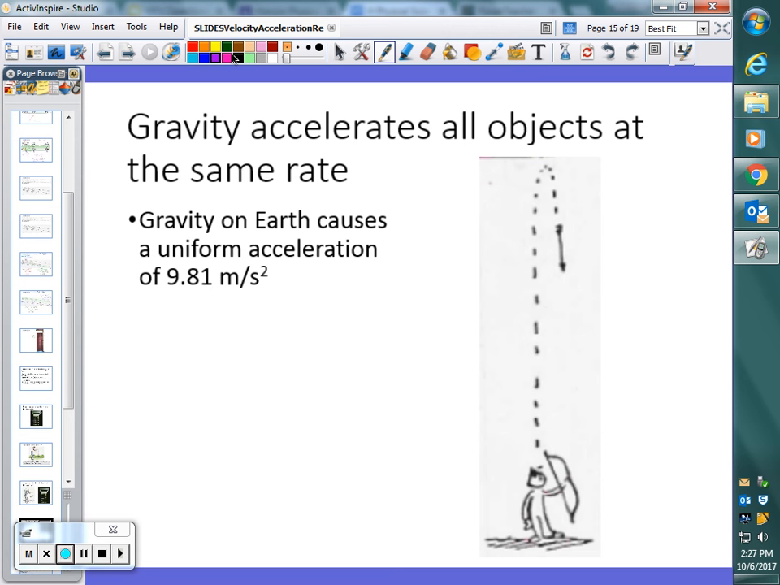What about that stapler? It does have a constant velocity of 0. So what is its velocity? 0. What is its acceleration? 0. That's 0 velocity and 0 acceleration. Does that make sense? Okay.